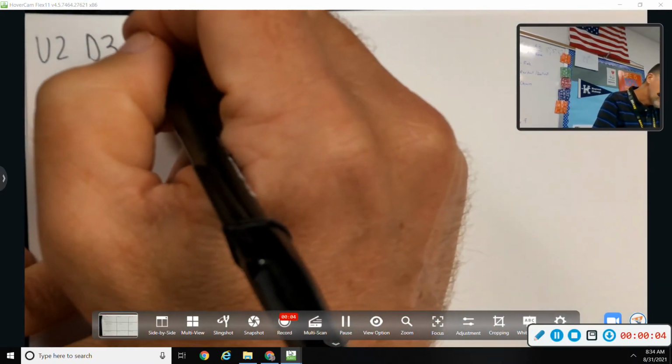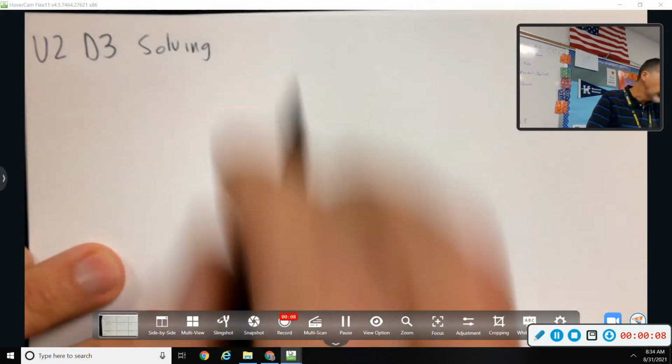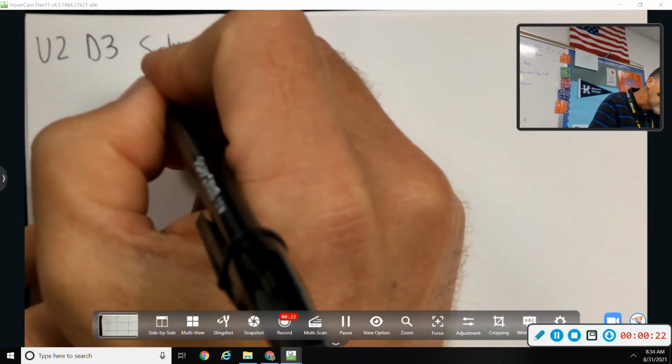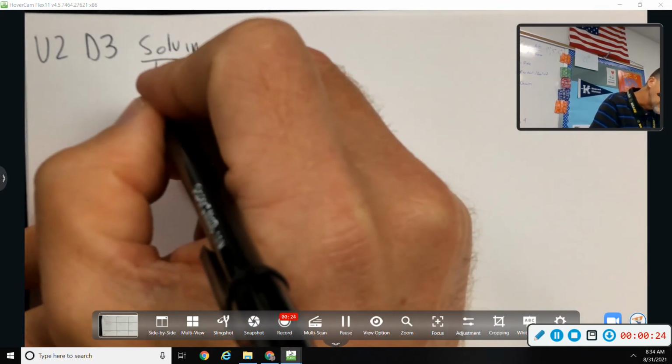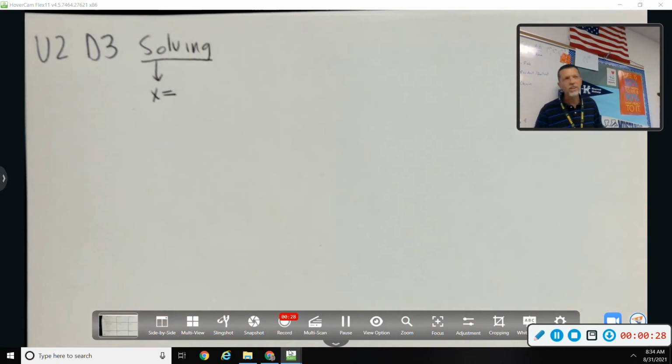Unit 2, Day 3. Solving. Actually, let's pause right there for a minute. Yesterday we factored, so you stopped at x plus 3, x minus 5, or whatever the factors were. Today you're solving. That means you need to get an answer. Get it down to x equals 3 and x equals 7, or whatever the answers are.